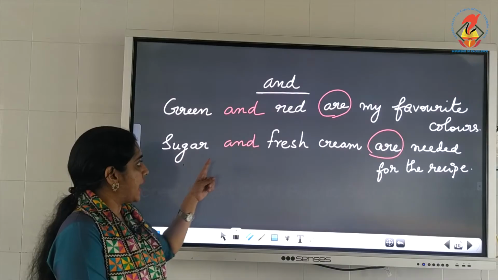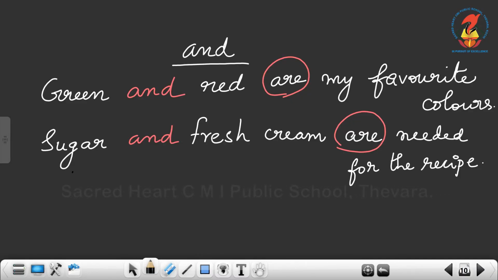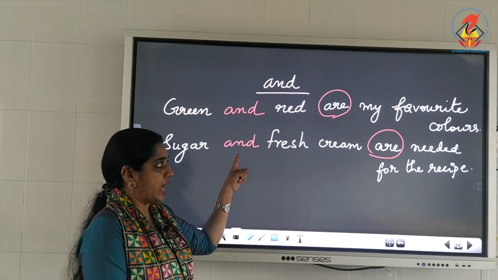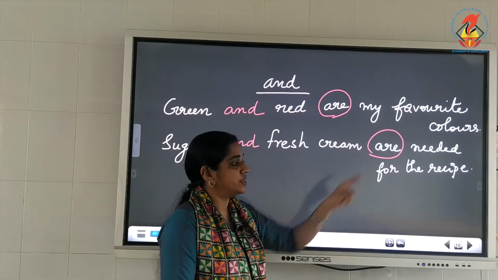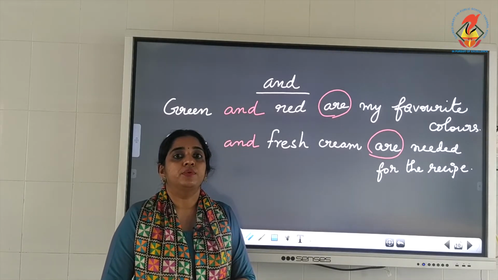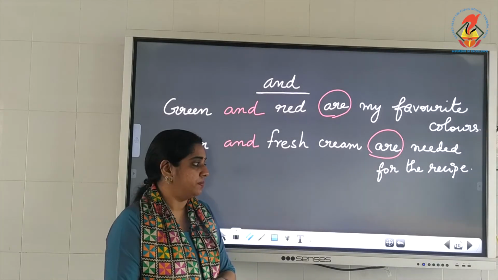Now, sugar and fresh cream are needed for the recipe. I am joining two words, is it? Sugar and fresh cream. So when I am joining two subjects with and, I should always use a plural form of the verb.